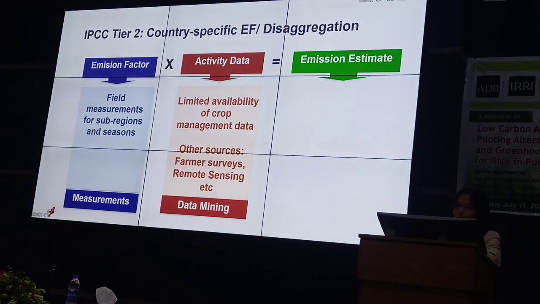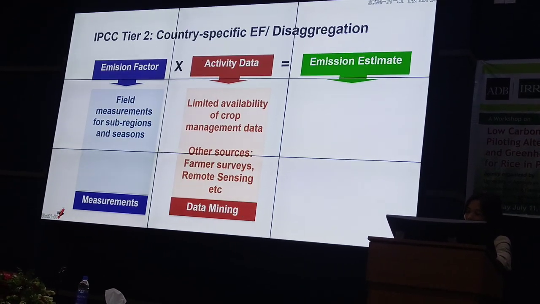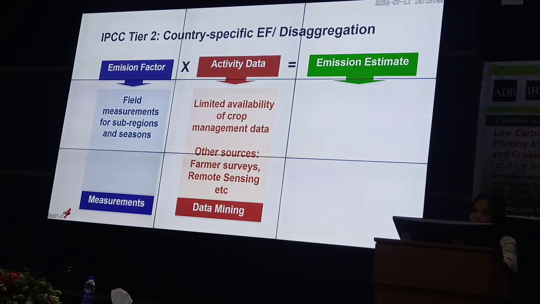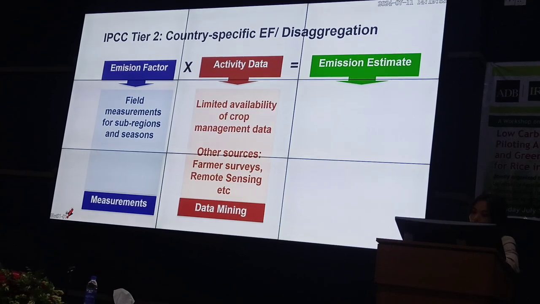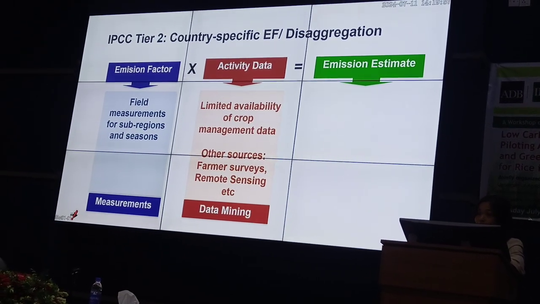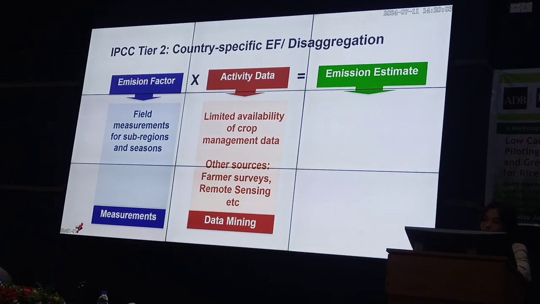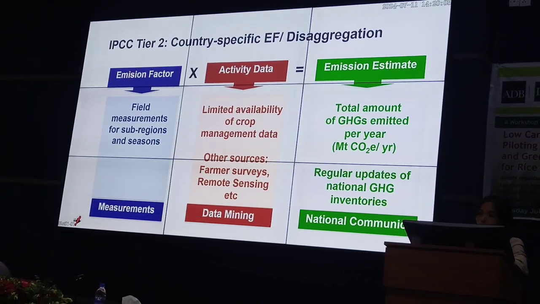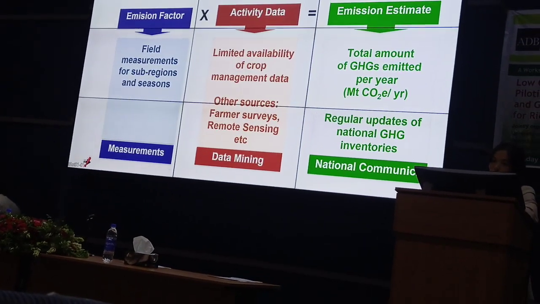the activity data for the Tier 2 approach requires more detail of the crop management practices, and the statistics may not provide enough detail that we need. So usually what we do is data mining from farmer surveys or remote sensing to know the water management practices, for example. And then the procedure for emission estimation is the same as the Tier 1 approach.